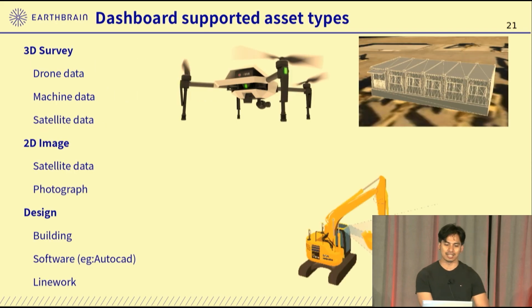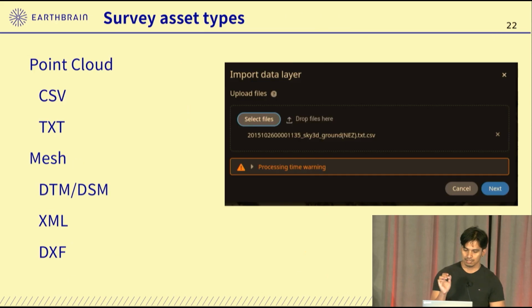Some of the assets that we process at EARTHBRAIN are 3D surveys, which is drone data, machine data, and satellite data; 2D images like ortho photos, satellite data, and photographs; and design data, which is buildings, software like AutoCAD, and line work. Here's an example of one of our data types we take in. For surveys, we take in point clouds, like CSVs and text, and we also take mesh data, like DTM, DSM, which is the 3D satellite data, XMLs, and DXF.